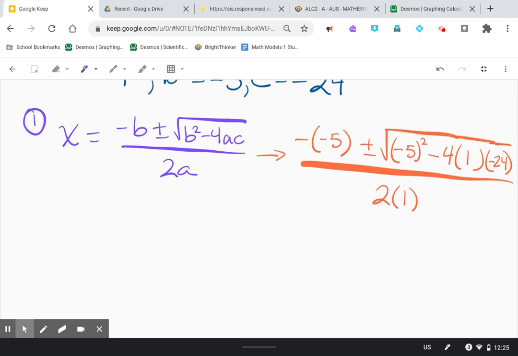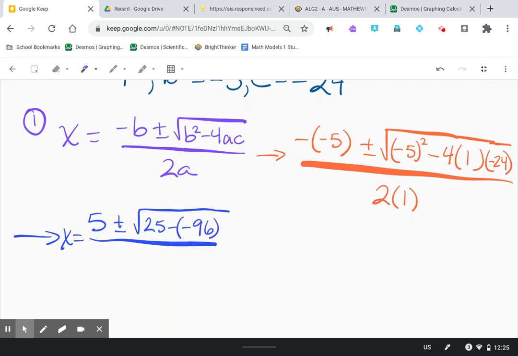In our next step, we're going to begin working everything out. Negative 5 is going to be positive 5, plus or minus the square root of negative 5 squared, which is 25, minus 4 times 1 times negative 24. So we'll do 4 times negative 24. That's going to be 96. So minus negative 96. We'll deal with all of that later. And then 2 times 1 is 2. Keep going, just simplifying: 5 plus or minus the square root of 25 plus 96, all over 2.